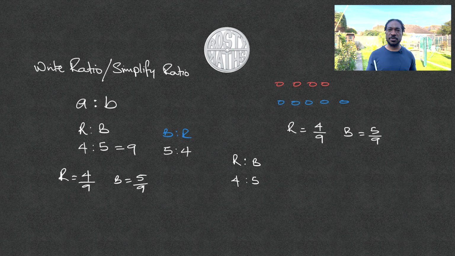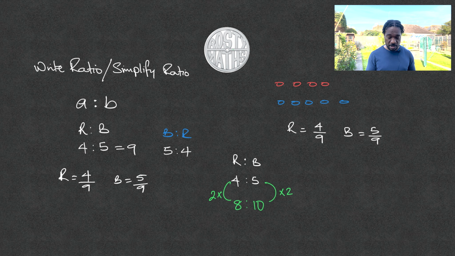Let's scale it up first. What if I doubled my red counters? If I doubled my red counters, then I now have 8 red counters. Then I need to also double my blue counters to give me 10 blue counters. We double it by just multiplying by 2 and multiplying by 2 like that. And that's how you scale up a ratio. You can also simplify ratios by doing the same thing.